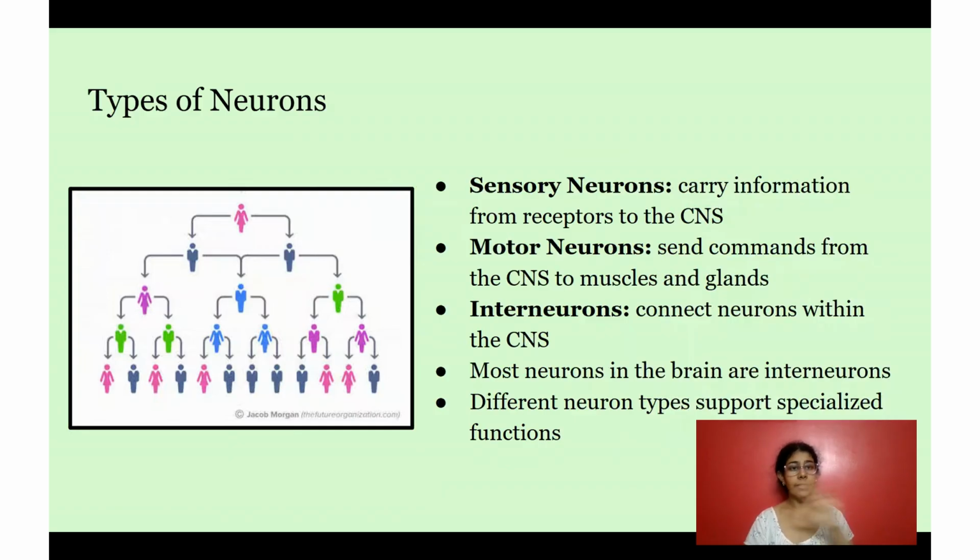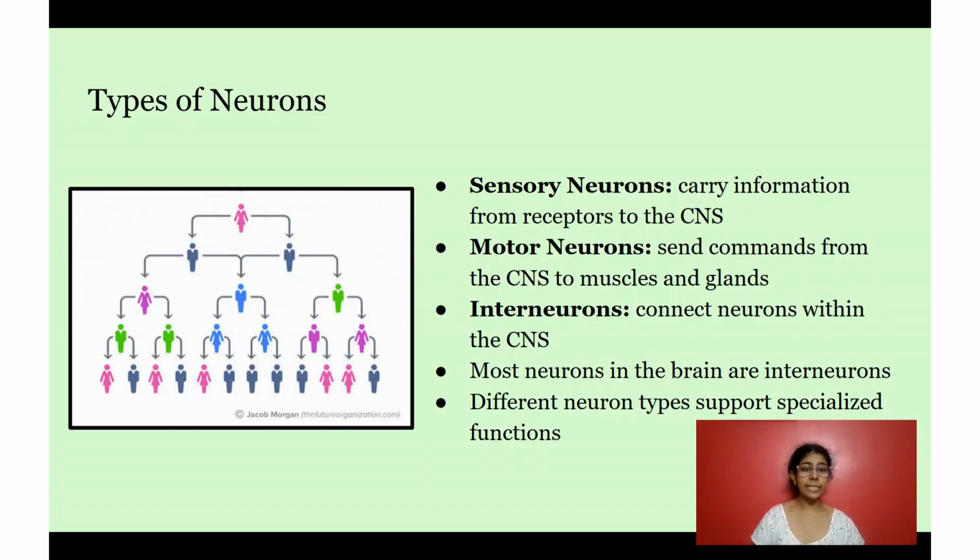So there's a few different types of neurons that help us to function. The main three are sensory, motor, and interneurons. Sensory neurons carry information from receptors to the CNS. So in the PNS, they are part of the afferent pathway. Motor neurons send commands from the CNS to muscles and glands. So they are part of the efferent pathway.